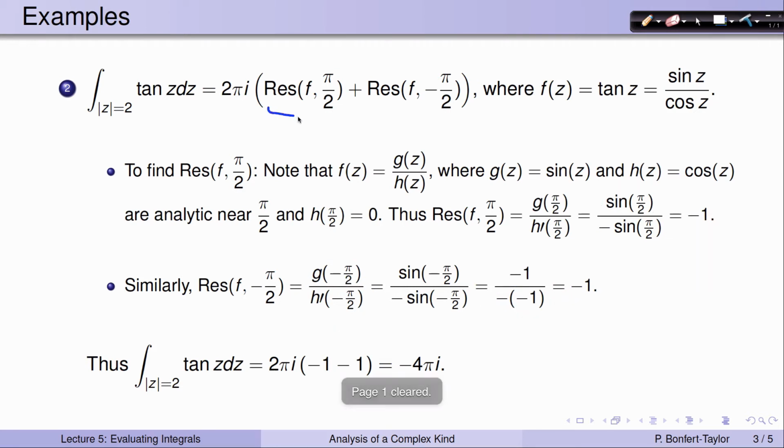Both residues are actually equal to negative 1, so that the integral of tangent z dz over the circle of radius 2 evaluates to 2 pi i times negative 1 plus negative 1, which equals negative 4 pi i.